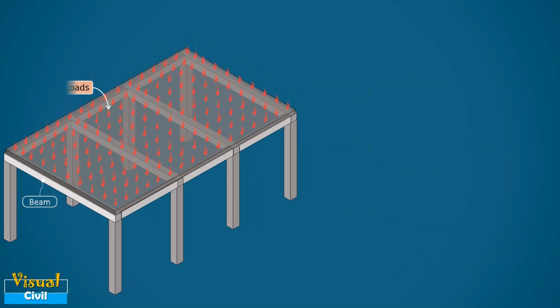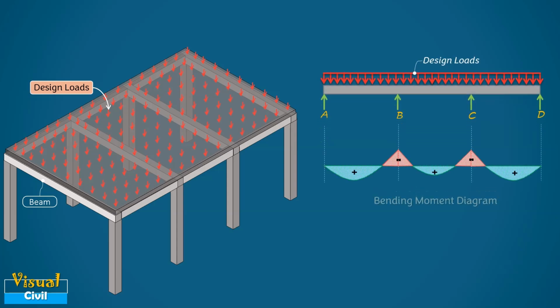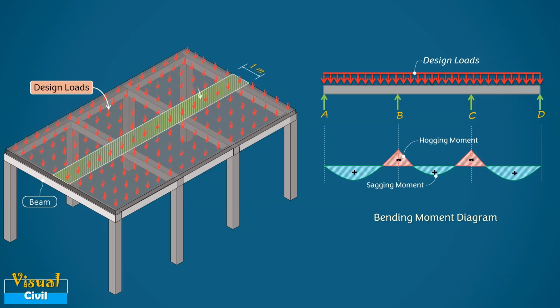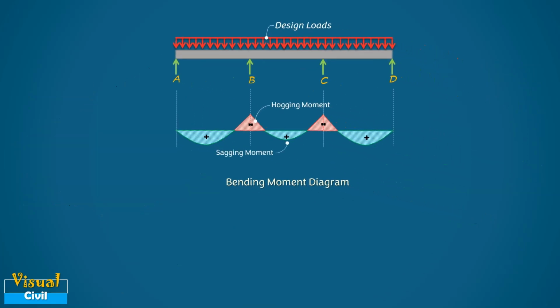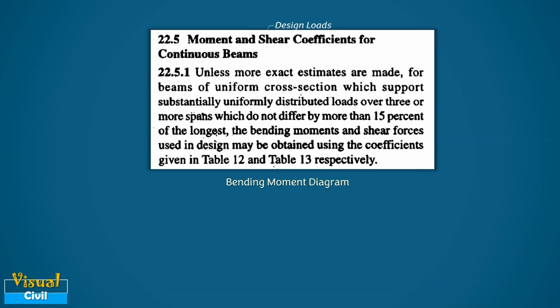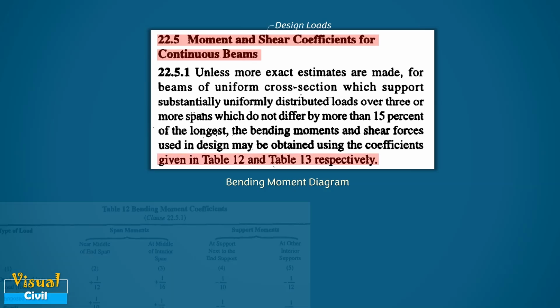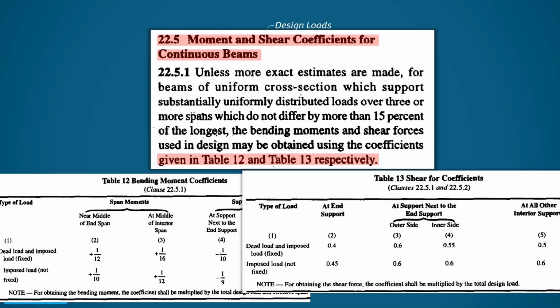In this type of slab, the distribution of bending moments across different panels under design loads can be calculated by using various structural analysis methods. For ease in computations, a 1 meter wide strip is typically considered for analysis and design. In cases where more exact calculations are not expected, clause 22.5 of the IS code lists the moment coefficients as well as shear coefficients in Table numbers 12 and 13 for the continuous beam. The same coefficients can be used for continuous slab also.